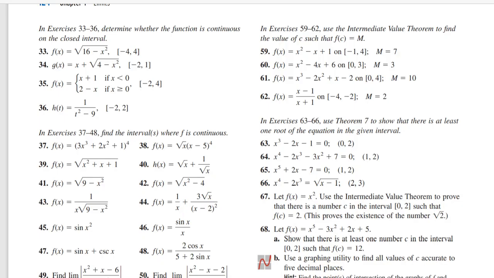Okay, so I'm here on the next page of the exercises. Let's take a look at number 36. In number 36, the question says determine whether the function is continuous on the closed interval. Now, number 36, we have a rational function. Remember, rational functions are continuous everywhere except where denominator is 0. Well, the denominator of this fraction is 0 when t is plus minus 3, correct?